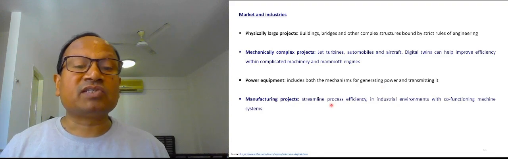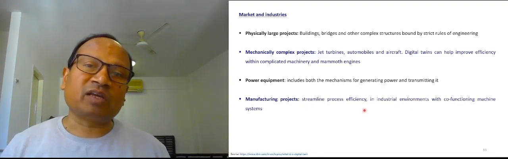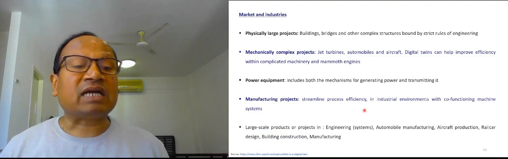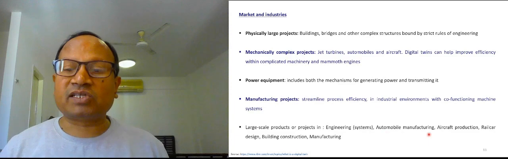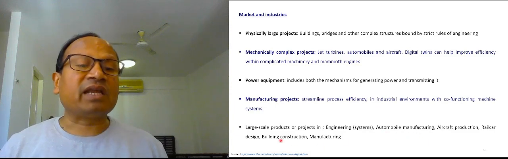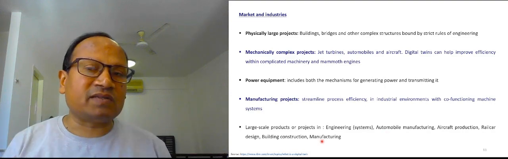Manufacturing projects streamline process efficiency in industrial environments with co-functioning machine systems. Large-scale products are projects in engineering systems, automobile manufacturing, aircraft production, rail car design, building construction, and manufacturing. So these are the industries and markets for the digital twins.